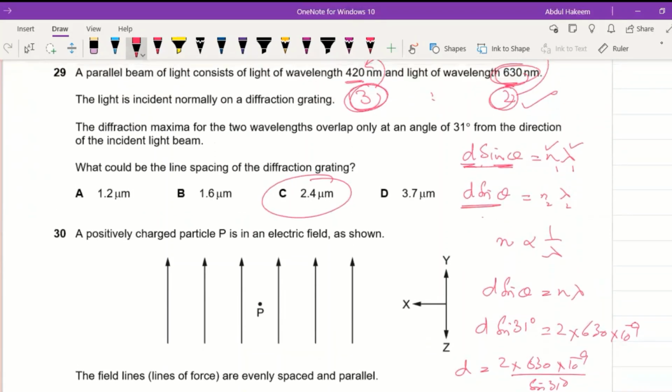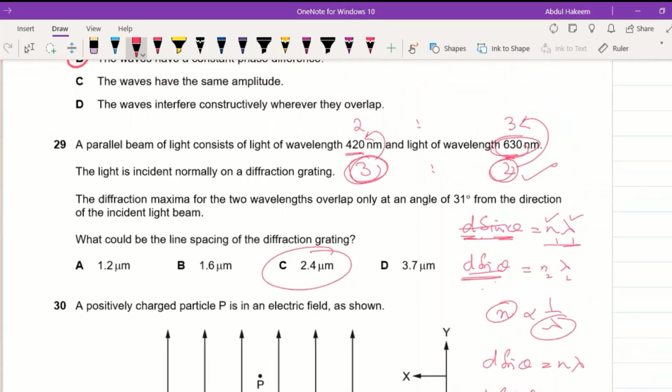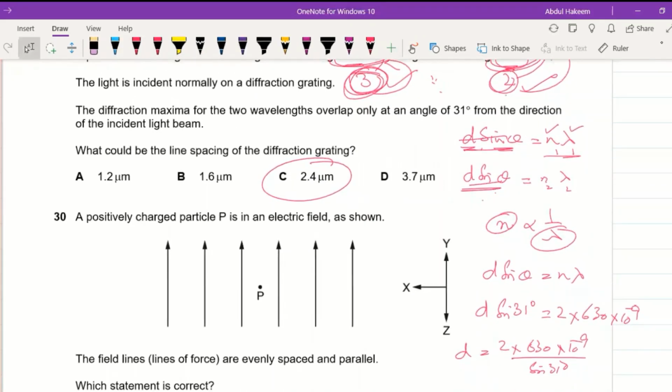So I repeat this, d sine theta for both is same, d sine theta n1 lambda 1, d sine theta n2 lambda 2, this portion is same. So both are equal, mean their products are same, products are constant. So n and lambda both are inversely proportional. The ratio between the wavelengths is 2:3. So their maxima, which are overlapping, will be 3:2, mean the third order of this wavelength and the second order of this wavelength. You can use any pair.